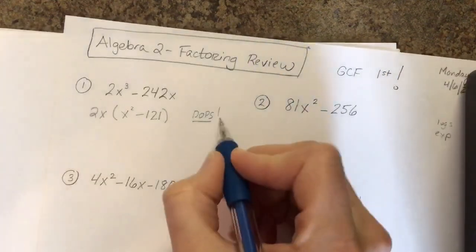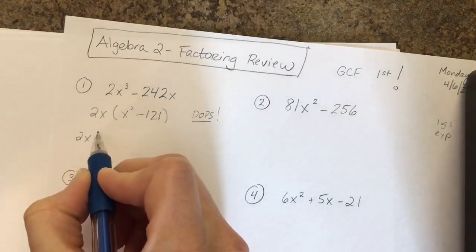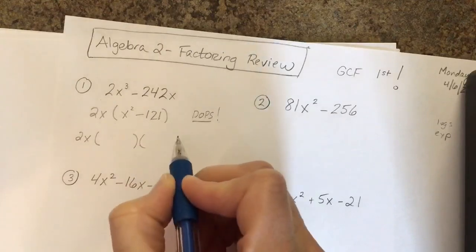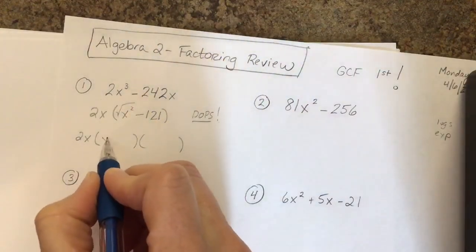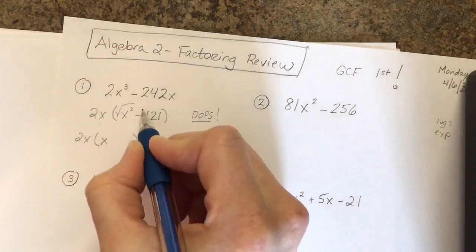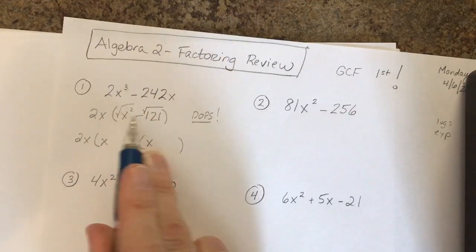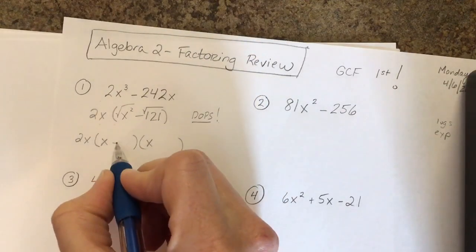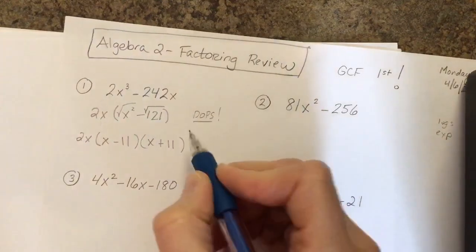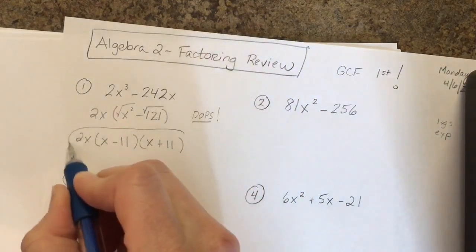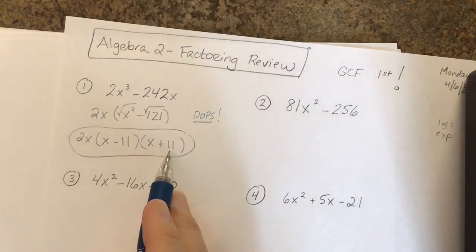So what do you do there? You bring down the GCF 2x, and you have two sets of parentheses. You square root x squared, that's x, and you square root positive 121, not negative. The square root of 121 is 11. So you go x minus 11, x plus 11. This is your final answer. It factors into 2x, x minus 11, x plus 11.